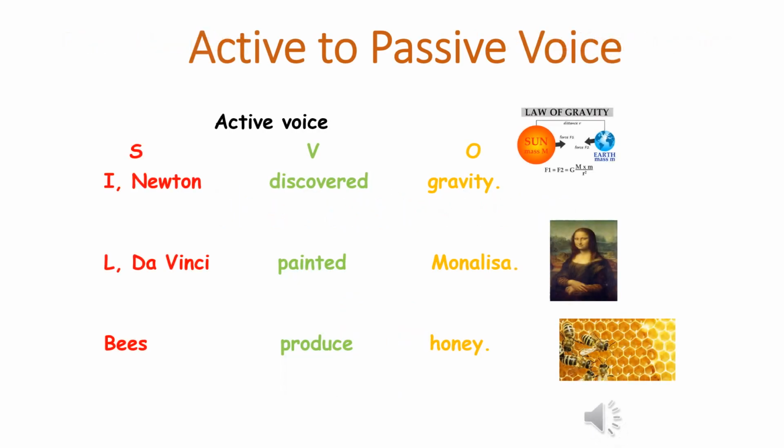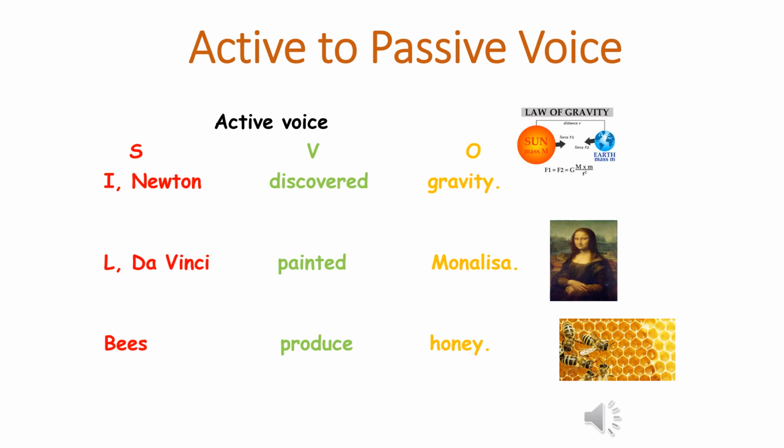To understand the passive voice, we should really first explain the active voice, which you are all familiar with. If you look at this slide, there are three sentences in the active. They are composed of a subject, a verb, and an object. Look carefully at these sentences.